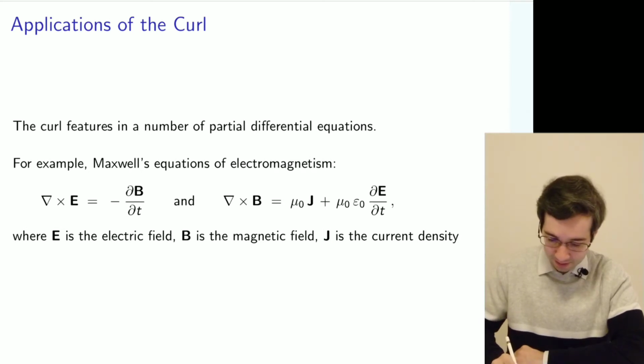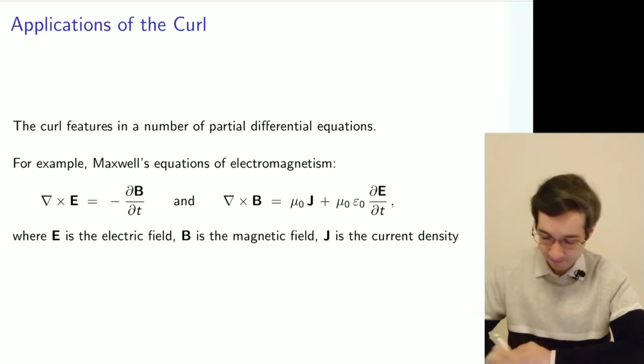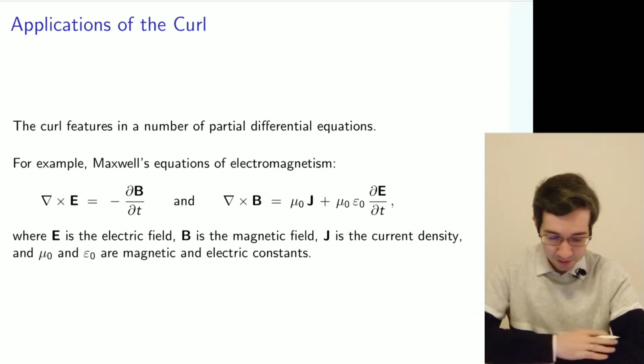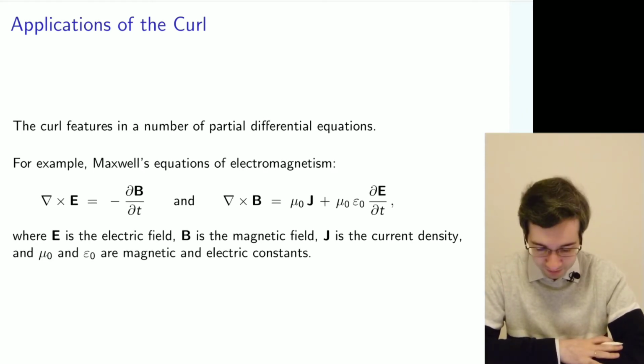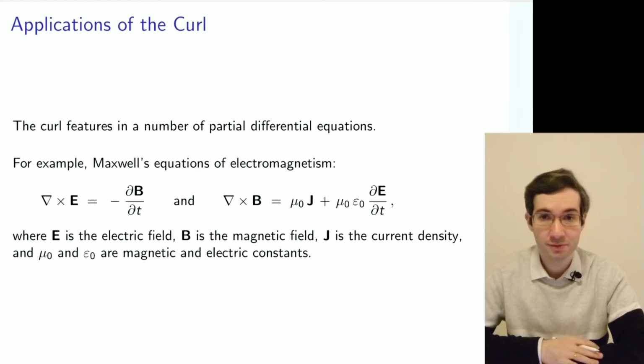And J is just the current density, which can be constant. And mu naught and epsilon naught are fundamental magnetic and electric constants. So they're properties of the physical reality.